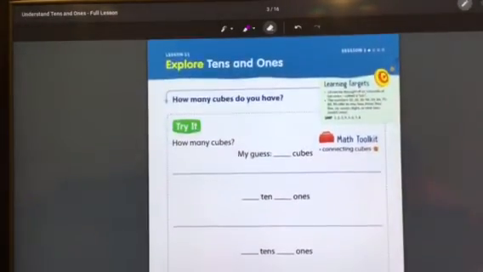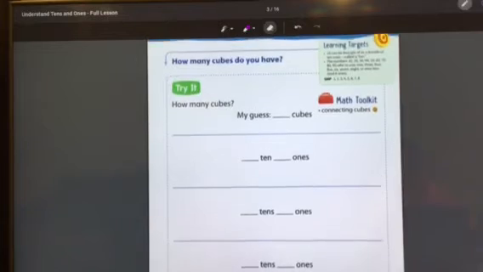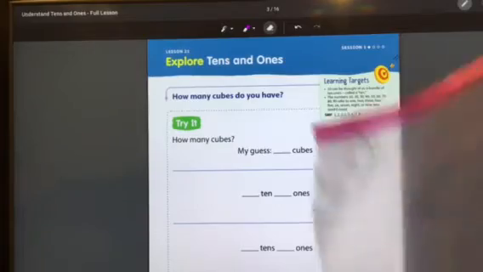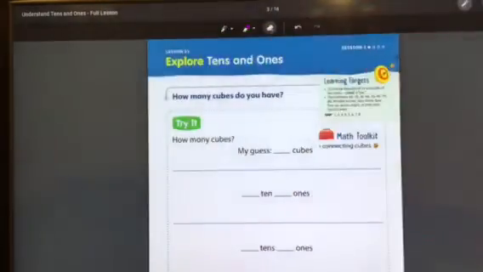So please have your child on page 475. We're going to be getting started with session 1. The first thing the students will need to do is guess how many cubes they think are in this bag. Just take a guess how many cubes they think are in the bag, and then they can write their guess on the line right here.